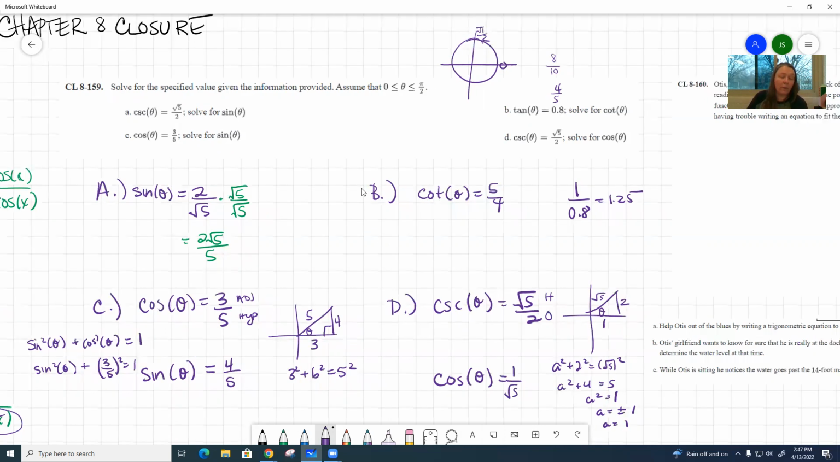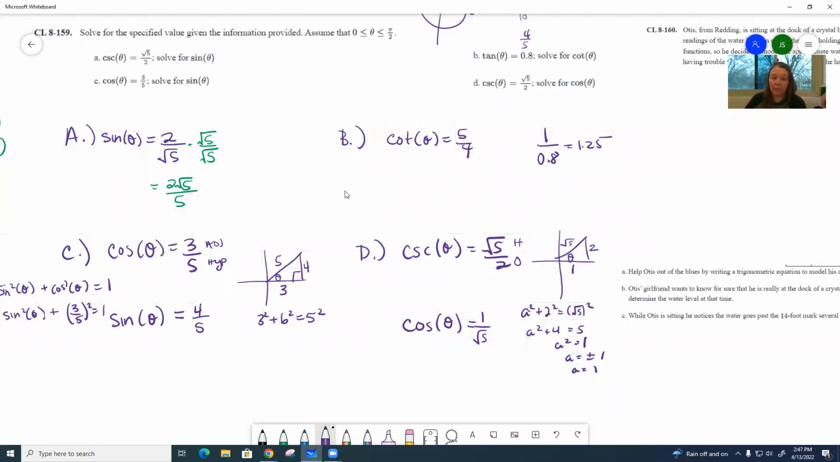And again, I can't have a radical in the denominator, sort of like in part A. I would have to multiply the top and the bottom by √5. And then I would get √5/5.